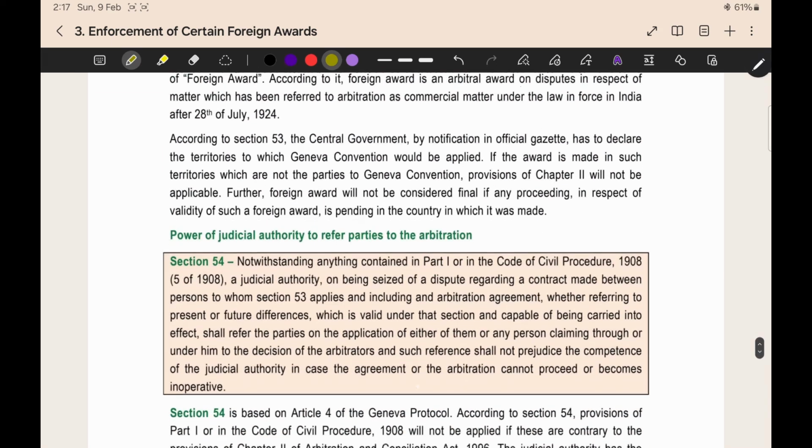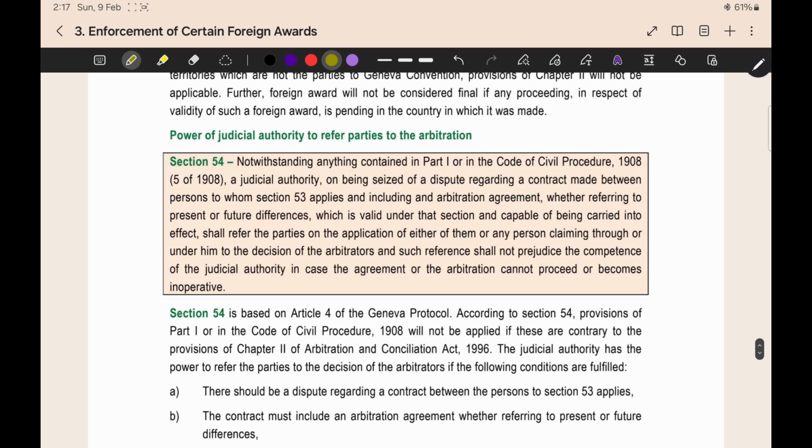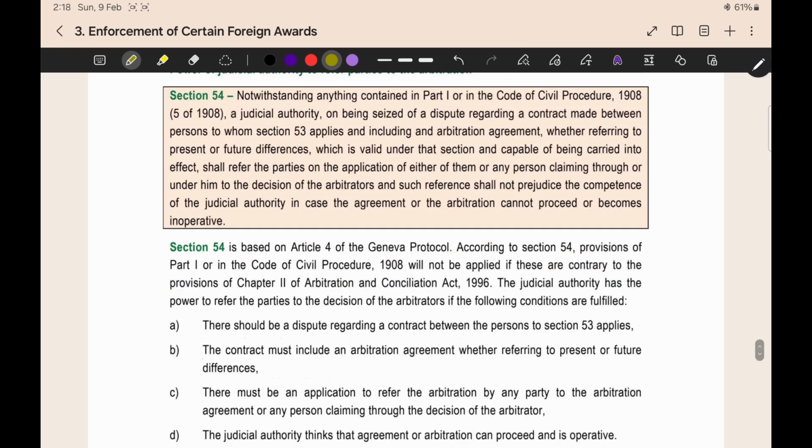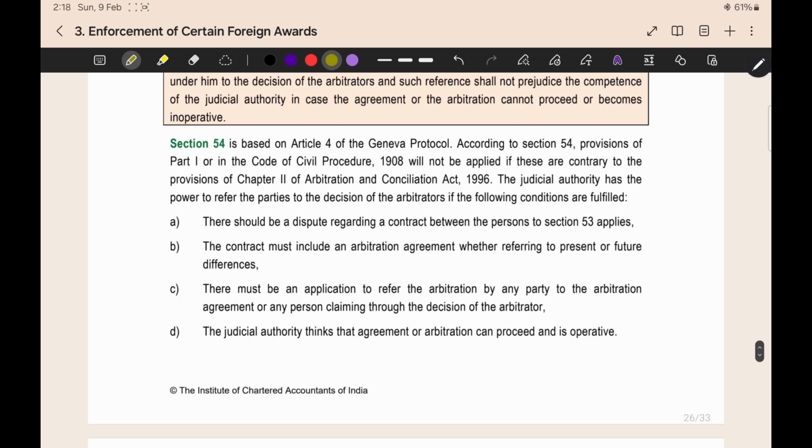The next section we are going to see is section number 54, power of judicial authority to refer the parties to arbitration. Same like that we have some pointers here. These are the conditions for the judicial authority to refer to arbitration. There should be a dispute for which section 53 applies. Okay, there should be a dispute. Second one is that there should be an arbitration agreement.